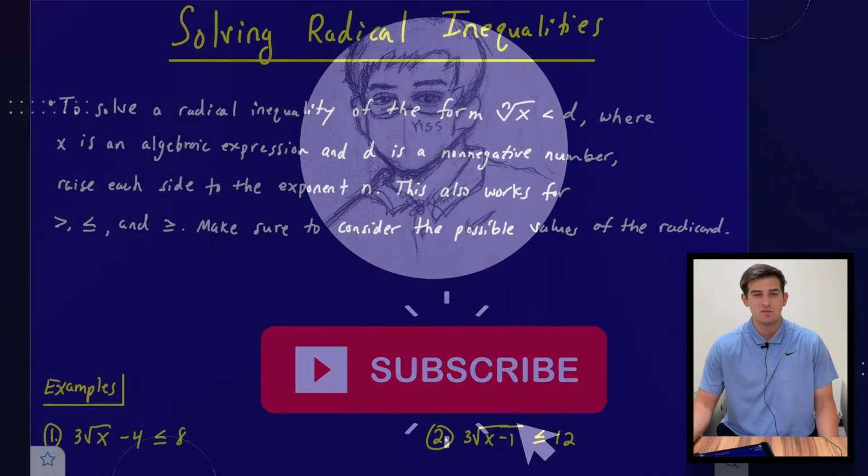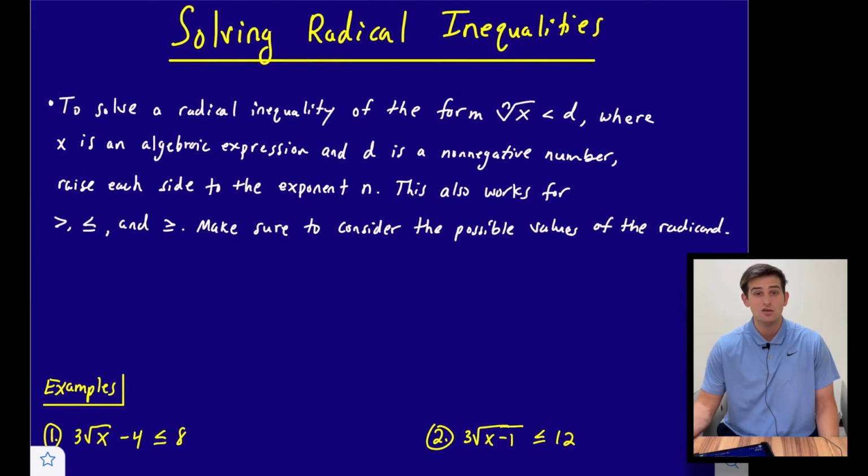In this video, we're going to talk about how we can solve some radical inequalities. To solve a radical inequality, we want to make sure, first of all, that it's in a form that we're familiar with, or that looks like a radical inequality. So it looks something like the nth root of x is less than d. Now this less than could be greater than, less than or equal to, or greater than or equal to, but we need to make sure that x is an algebraic expression and d is a non-negative number.